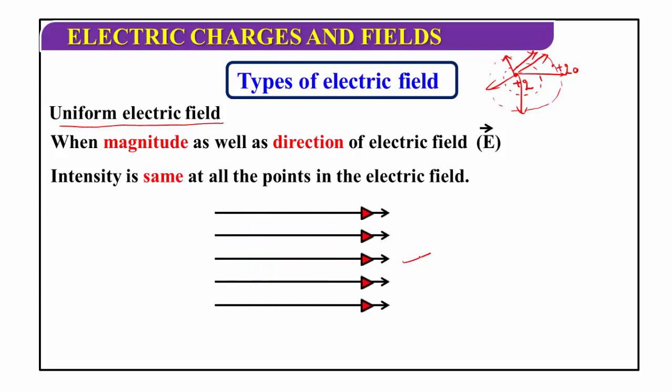These are imaginary lines, electric field lines, we call them. Uniform electric field means if a test charge experiences the same force at all the points in an electric field.